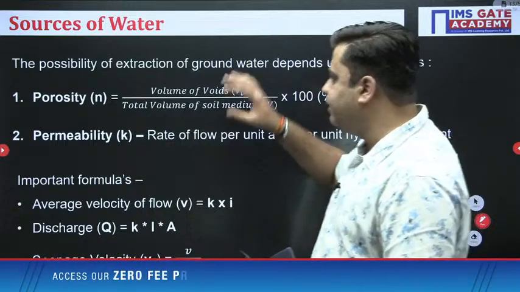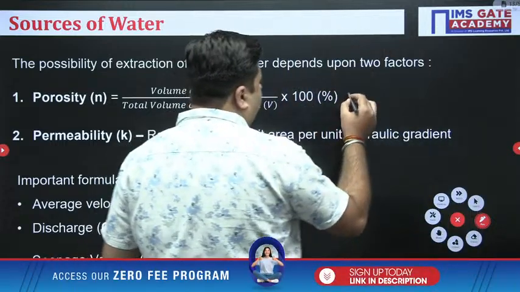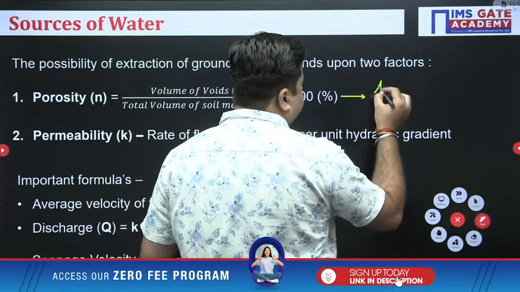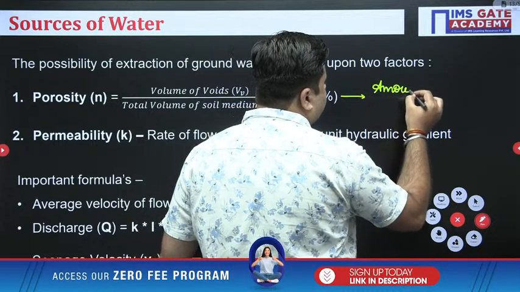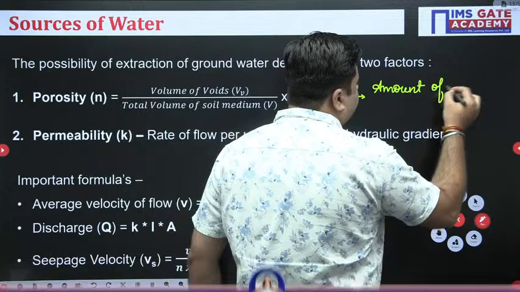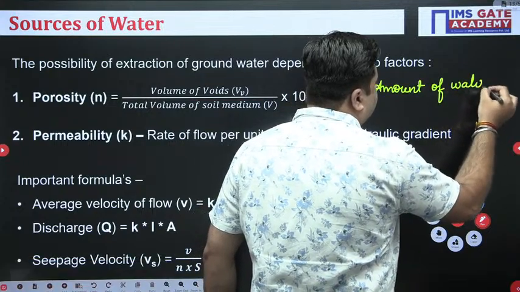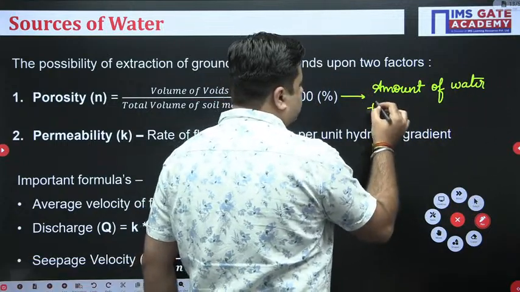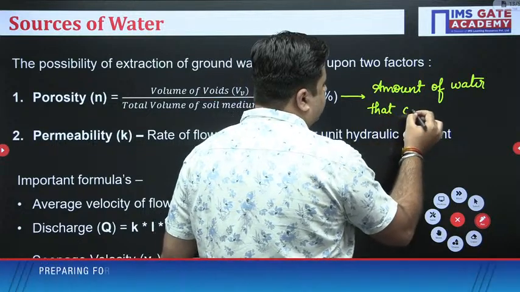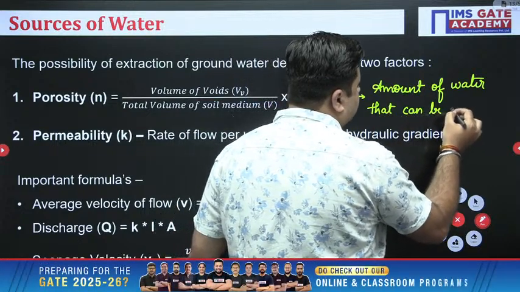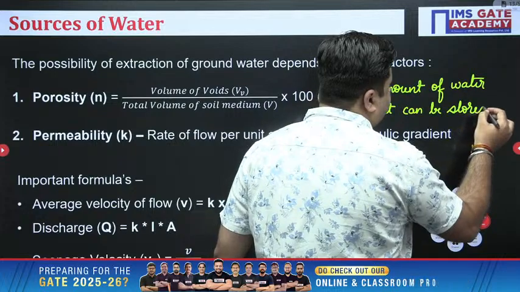So porosity basically explains to us the amount of water that can be stored in soil medium.